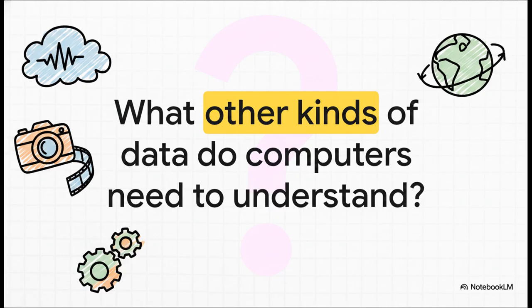So we've covered text, whole numbers, and decimals, but that's really just scratching the surface. It kind of leaves us with a fun question to think about. To really model our complex world, what other kinds of information do you think a computer needs to be able to understand?